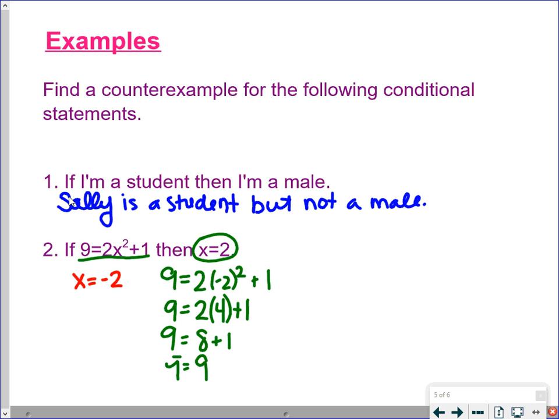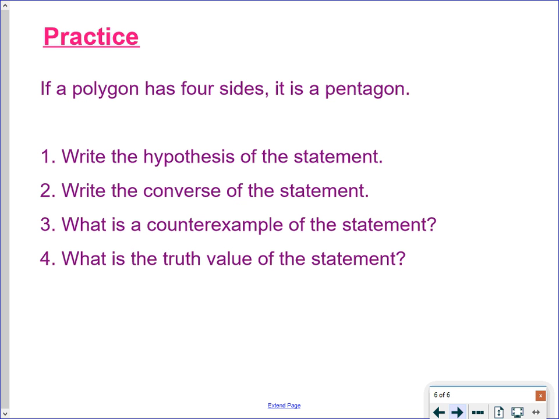All right, now it's your turn to do some of this stuff. I have a conditional statement up here. If a polygon has 4 sides, then it is a pentagon. You need to write the hypothesis of the statement. So number 1 on your Google Doc, you're going to be writing the hypothesis. What is the hypothesis of this statement? Number 2, write the converse of the statement. So you're rearranging some things. Number 3, find a counterexample. And then number 4, tell me what the truth value of the statement is. Is this a true statement or is it false? And why?